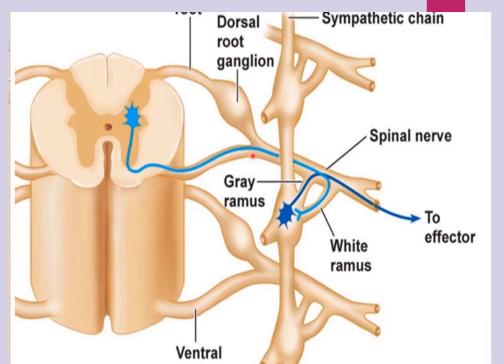Now after a short course through the ventral primary rami, these fibers pass into the white ramus communicans. So you can see here the white ramus communicans, and they reach the sympathetic ganglion. These elevations we can see here are the sympathetic ganglia. So these preganglionic fibers leaving the spinal cord through the spinal nerves T1 to L2 or L3 form the so-called thoracolumbar outflow.